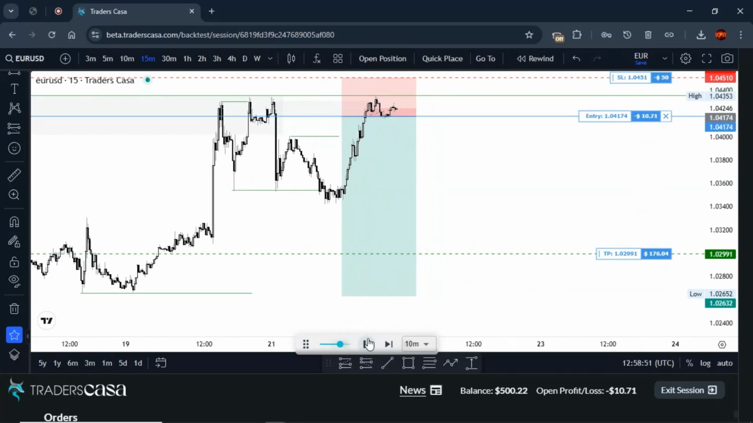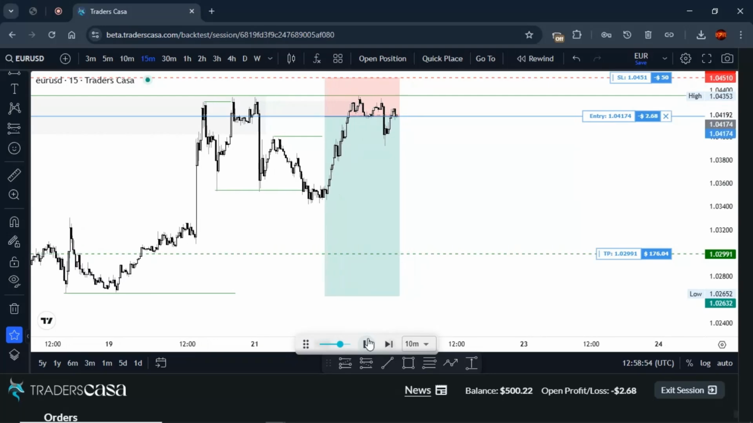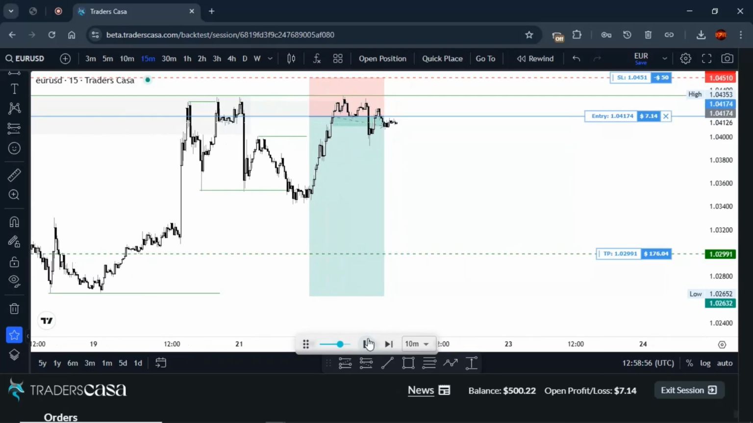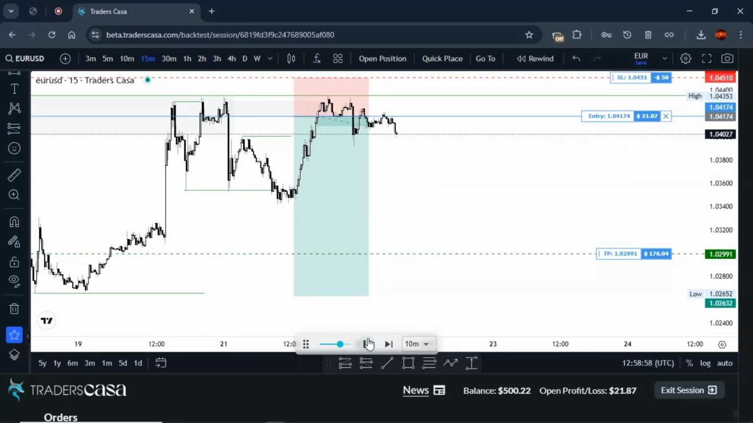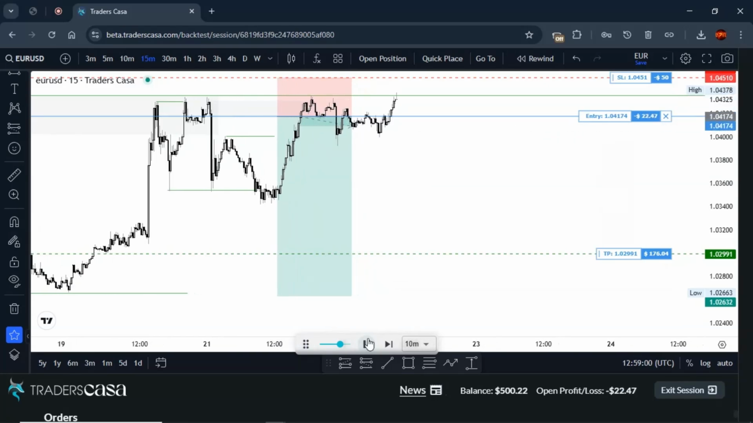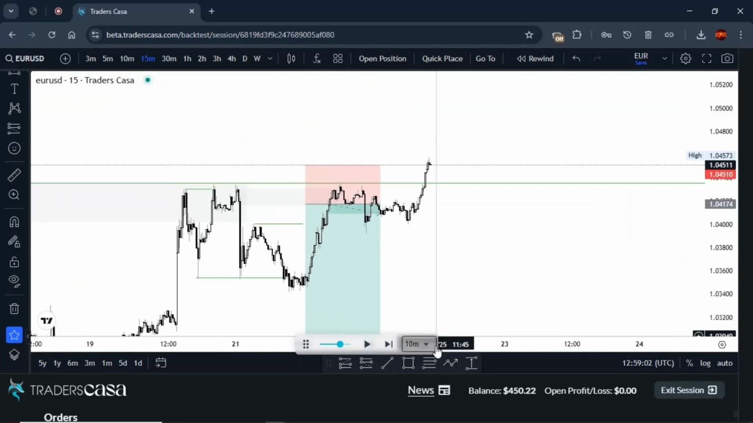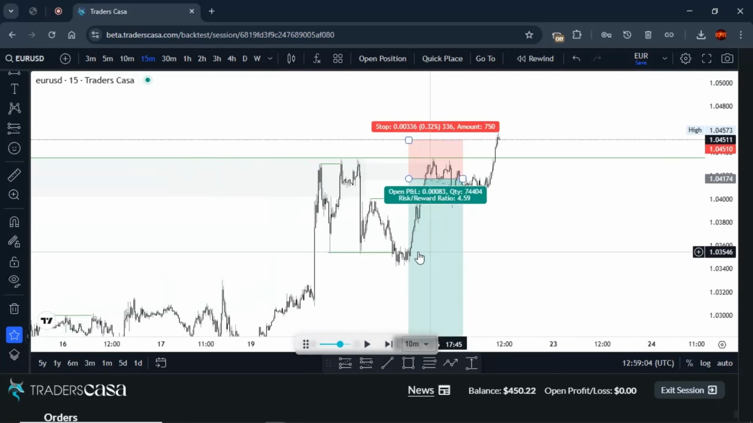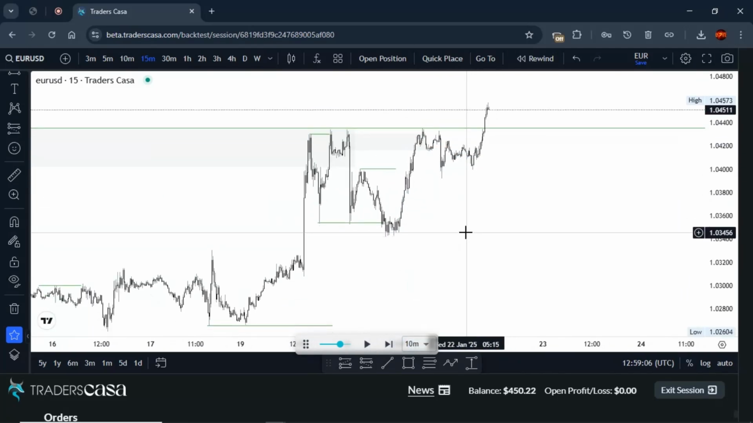Let's see. Okay, so we are dazzling around that POI, and we hit SL. So this is our first SL for this backtest session. And why do we hit this SL?